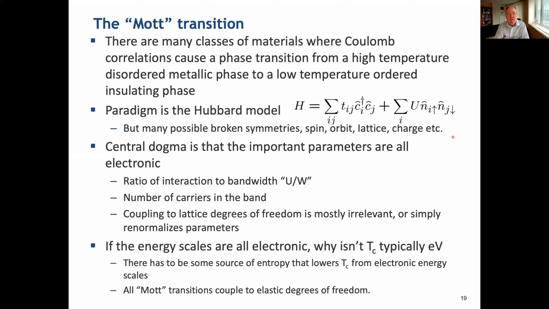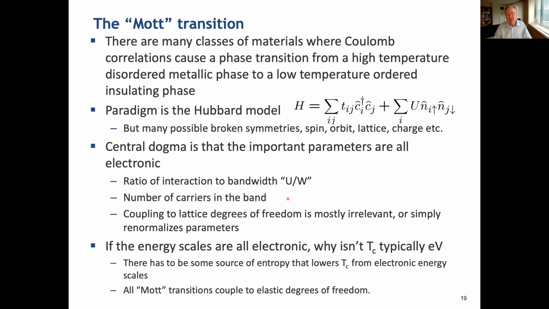Now, there's a central dogma in the theory community that the important parameters are all electronic. As I said, the ratio of the interaction to the bandwidth, and then probably the number of carriers in the band. While one sees coupling to the lattice, it's mostly irrelevant, or it simply renormalizes the parameters. And one should work with entirely electronic models.